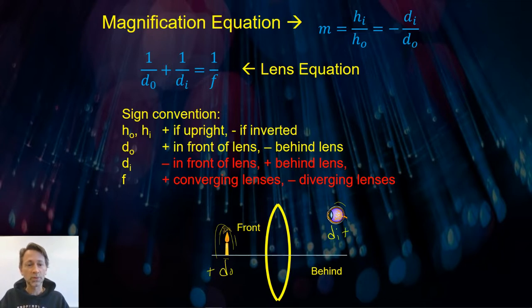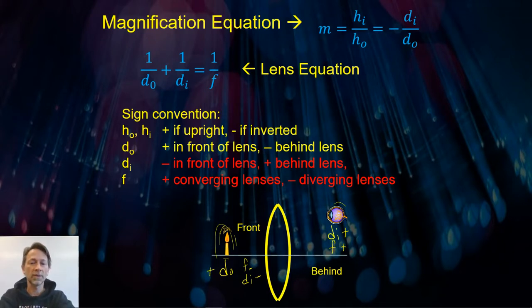Same thing happens with the focal points. If the focal point is on the same side as my eye, it's going to be positive. If the focal point is on the side that it shouldn't be, where my eye isn't, then it's going to be negative. And if the image shows up on the side that it shouldn't be, it's going to be negative. So that's sort of the logic behind why the signs are what they are.